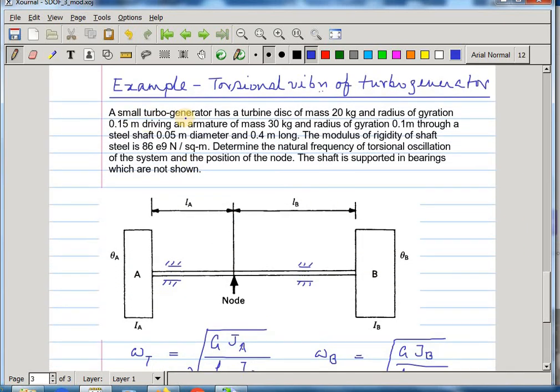And here a small turbo generator has a turbine disc of mass 20 kg and radius of gyration 0.15 m, this one, and driving an armature of mass 30 kg and radius of gyration 0.1 meter, this one, through a steel shaft of 0.05 m diameter and 0.4 m long. The modulus of rigidity of the shaft is this. Determine the natural frequency of the torsional oscillation of the system and the position of the node. The shaft is supported in bearings which are not shown, but we have shown it here.